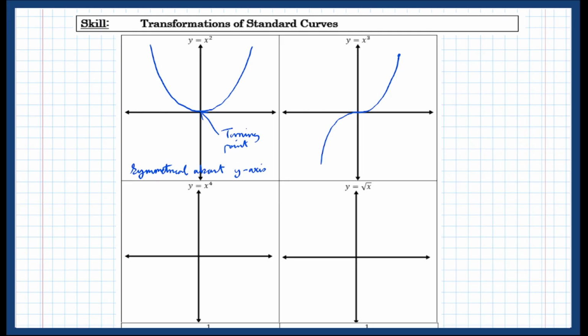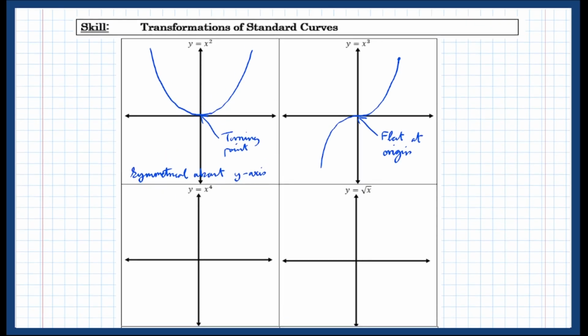So again, this isn't quite a turning point because the graph doesn't turn round, but it goes flat at the origin. Now that type of point there is called a point of inflection, which you'll learn more about in second year maths. So flat at the origin. And one thing that will make a rubbish cubic graph would be something like this that just turns back on itself. It shouldn't turn back on itself.